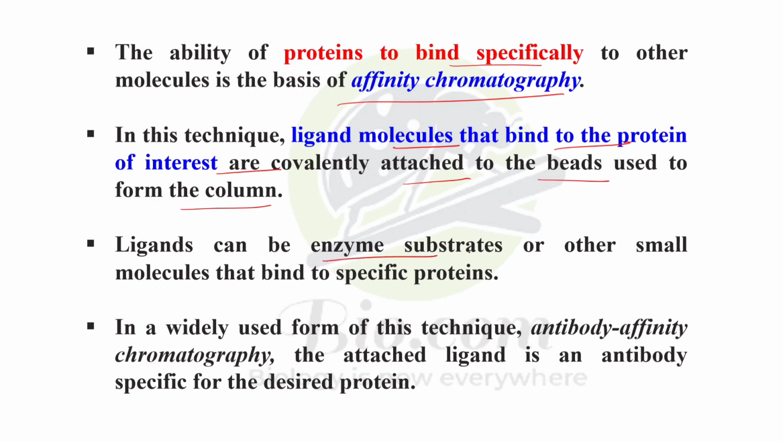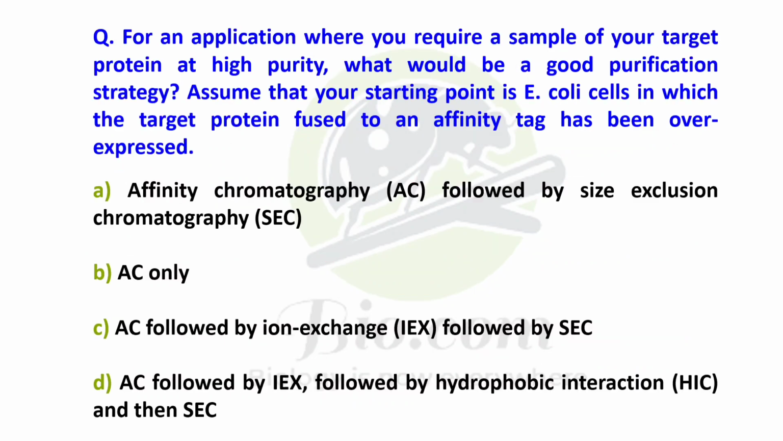So the ligand can be an enzyme, substrate, or any other small molecule that binds to specific proteins. This technique is widely known as antibody affinity chromatography. The attached ligand is an antibody specific for the desired protein. जो भी अभी मैंने explain किया उसे कहा जाता है antibody affinity chromatography, because you are using an antibody to specifically bind to your protein of interest to purify the mixture of protein.